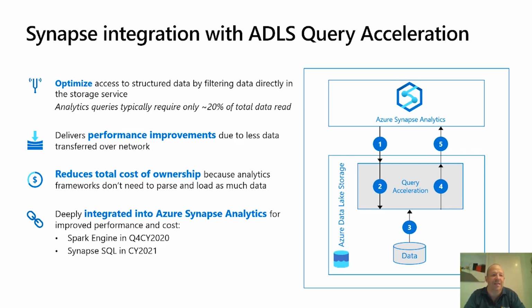So that means it reduces my total cost of ownership because the analytics framework doesn't need to parse and load as much data, and I also have less latency because the data is now appearing much faster because I don't transfer as much data. Now, this is going to be deeply integrated into Azure Synapse Analytics for improved performance and costs. We are looking at providing that later this quarter in the Spark Engine experience. And for next year, we are looking at adding this to Synapse SQL experiences as well.